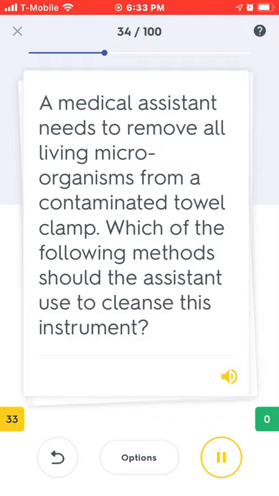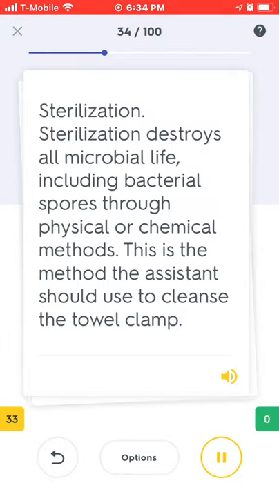A medical assistant needs to remove all living microorganisms from a contaminated towel clamp. Which of the following methods should the assistant use to cleanse this instrument? Sterilization. Sterilization destroys all microbial life, including bacterial spores, through physical or chemical methods. This is the method the assistant should use to cleanse the towel clamp.